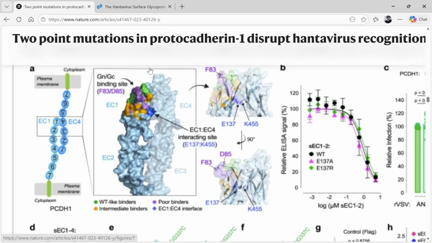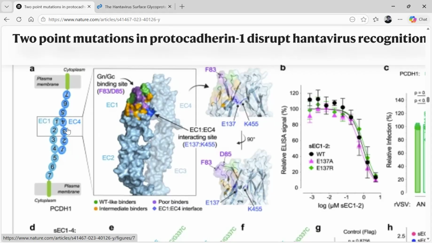And the binding site for the GN GC, which is the glycoprotein N and C, the N is more the head of the spike and the C is more of the stalk of the spike. The binding site is right here on this Protocadherin-1. Now, the binding site, if they wanted to have cell-to-cell interaction, would be approximately here.